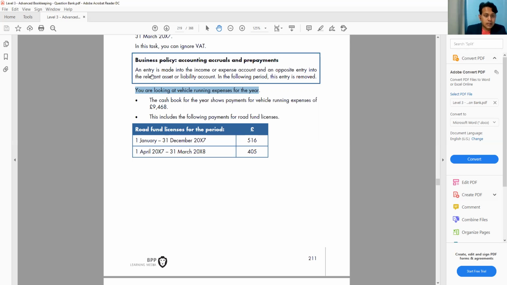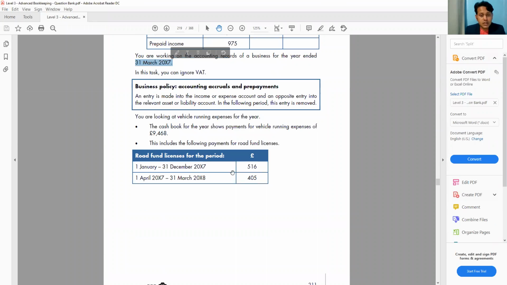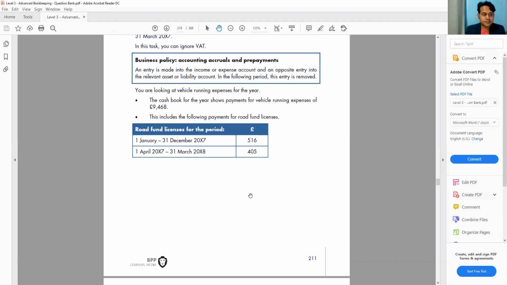So here the question said the cash book for the year shows payment for vehicle running expense is 9,468. So from the cash book, I have found I paid a total of £9,468 for the vehicle running expense. My question here is: is all of this 9,468 relevant to this year, that is 31st March 2007? If not, I have to minus some of the expense.